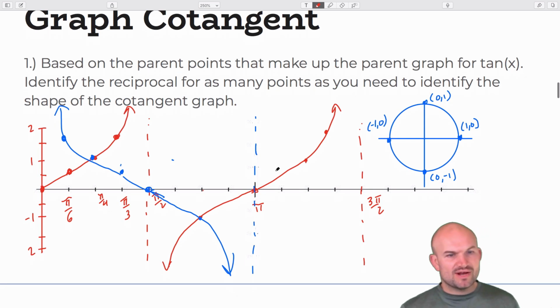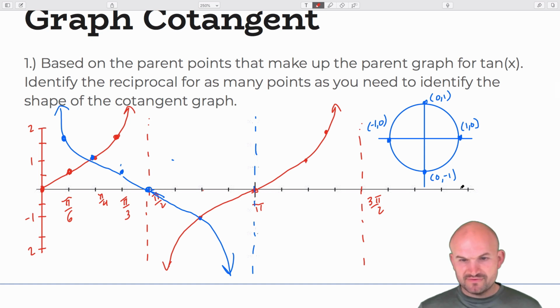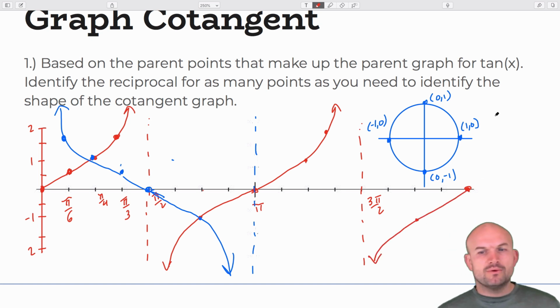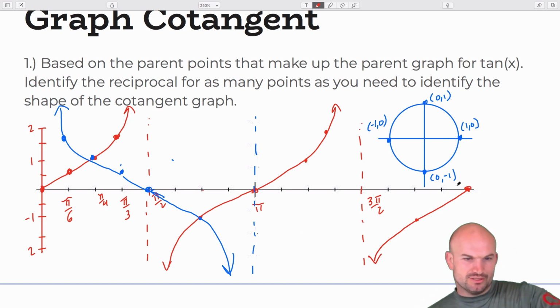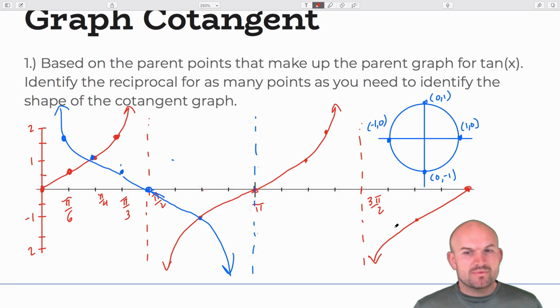So if you remember, this red graph was this initial period between 0 and 2 pi. And actually, I don't know why I didn't graph the 3 pi halves. This would have been 2 pi. If you remember, I did my best little S curves that I could possibly do here.